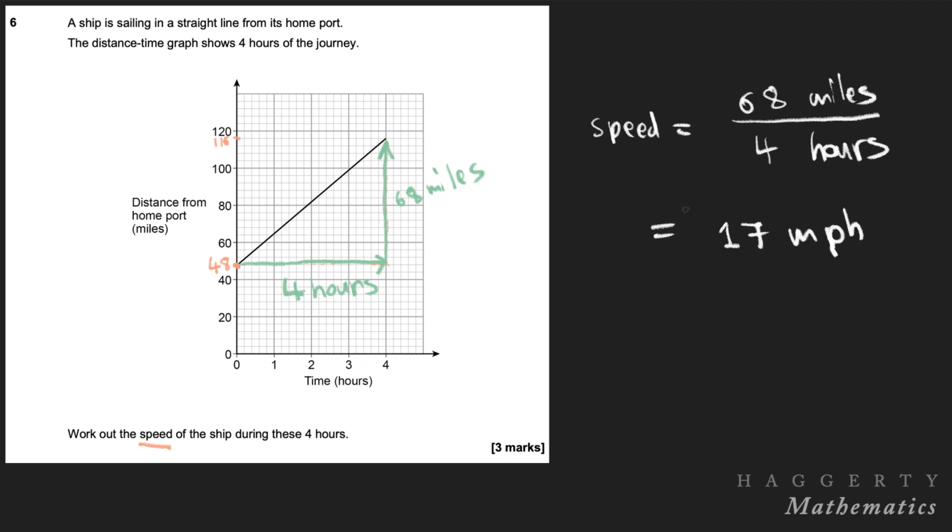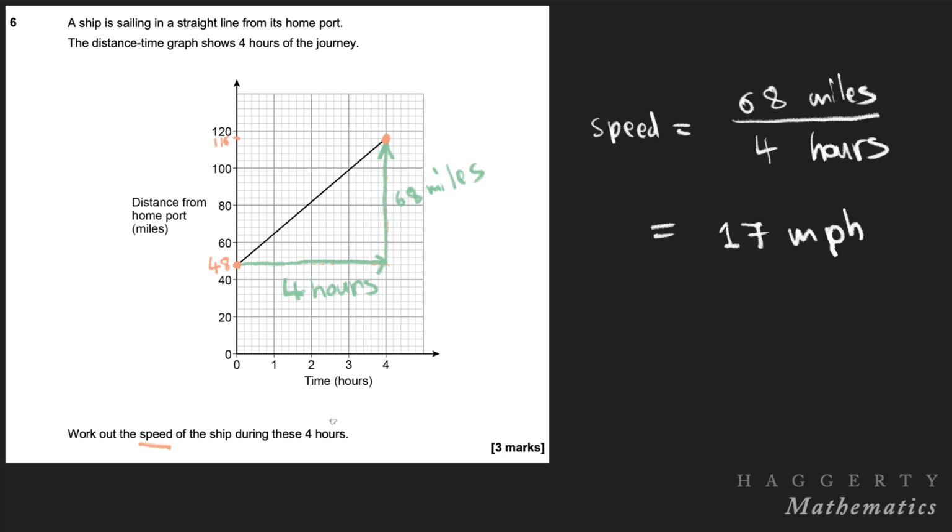It's worth pointing out that this is actually representative of what's otherwise known as the gradient of this graph. So, to calculate the gradient of a straight line, you take 2 points on the line, and then you do the change in the up, so that's the plus 68 miles here, divided by the change in the along, that's the plus 4 hours in this context. And that's generally how you calculate the gradient of a straight line. So here, the gradient is representative of the speed.